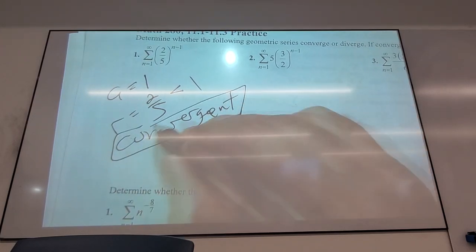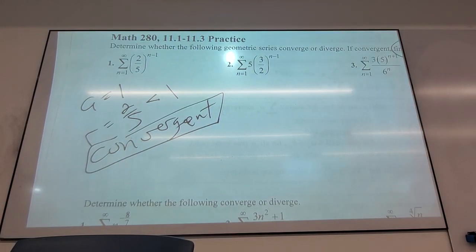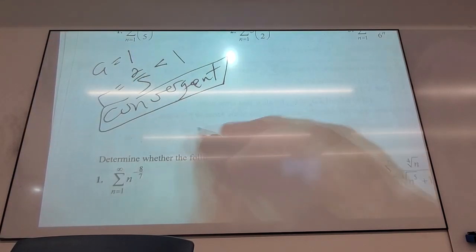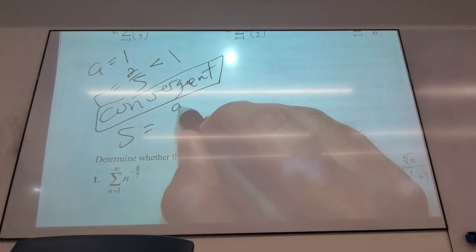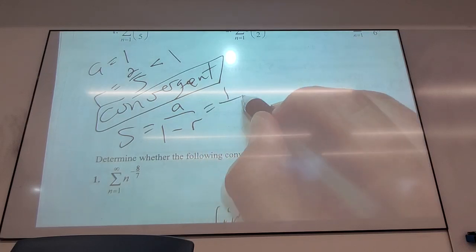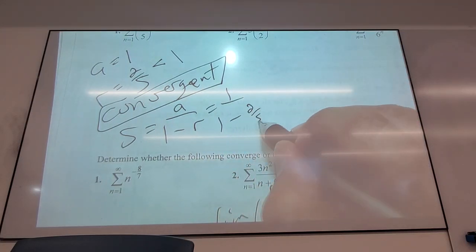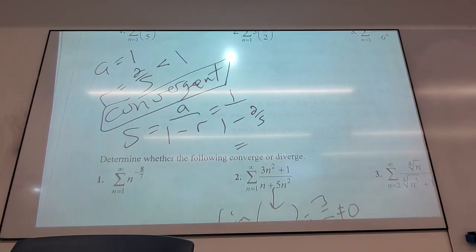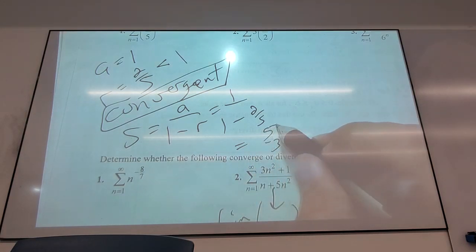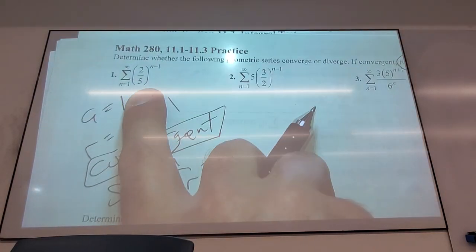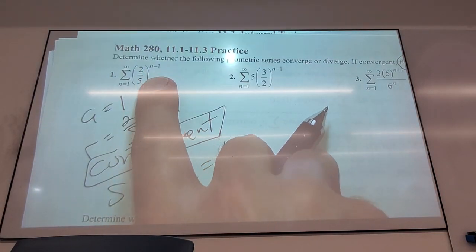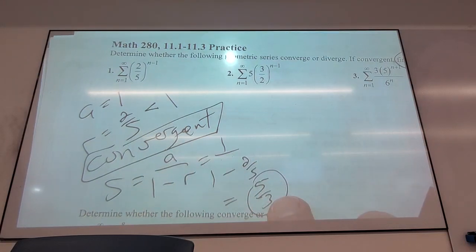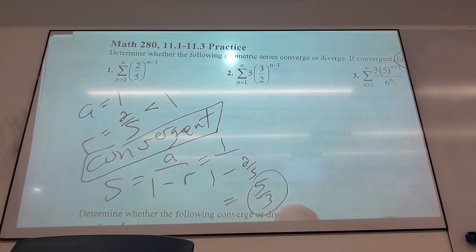Convergent. And I also asked you for the sum, right? And what's the formula for the sum? A over 1 minus R. We identified A, we identified R. So 1 minus 2/5 is 3/5. Then you get 5/3. Yeah. If you had time, you could plug a bunch of n's in, add up the first 7 or something. You should see it starting to get closer to 5/3 if you have time on the test or whatever. Is everybody with me?